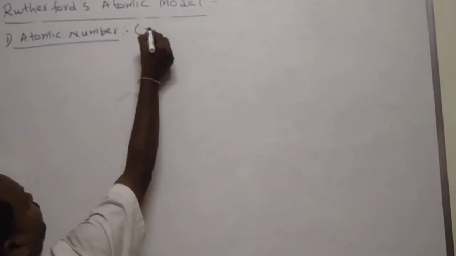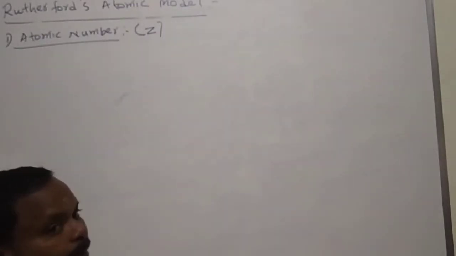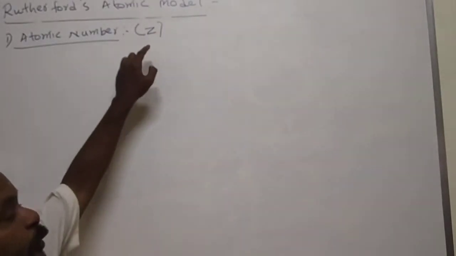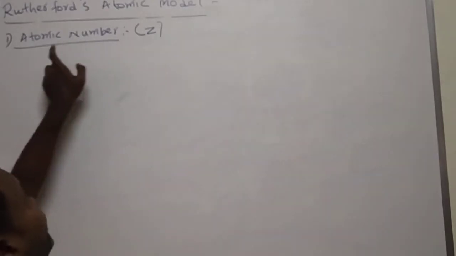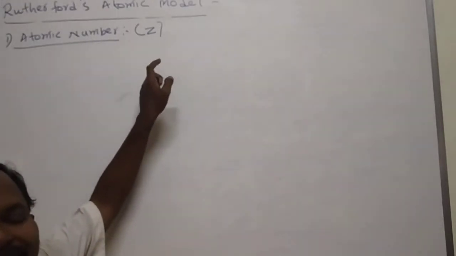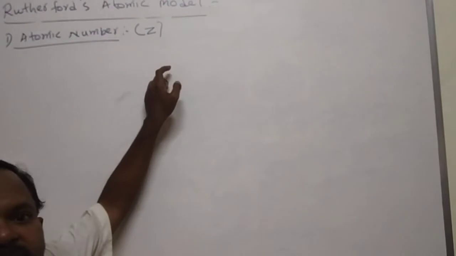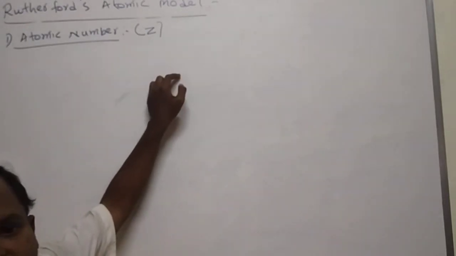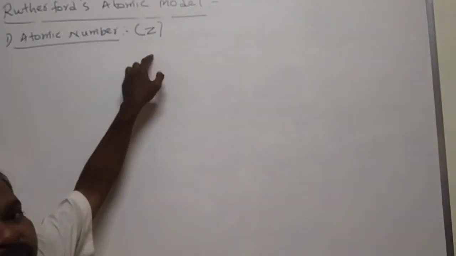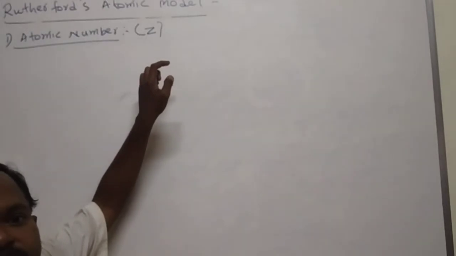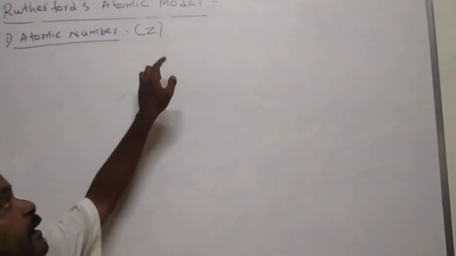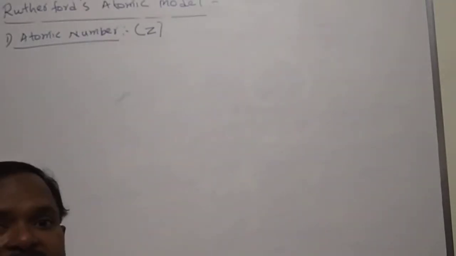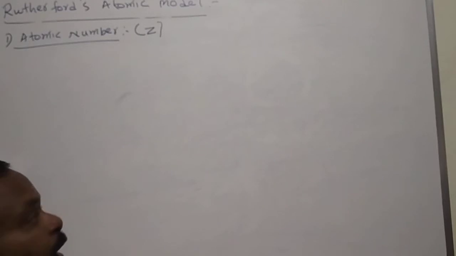Atomic number is indicated with Z. The number of protons present in an atom is called the atomic number. Always in an atom, the number of electrons is equal to the number of protons. But we define the number of positive charges, the number of protons present in an atom, as the atomic number.